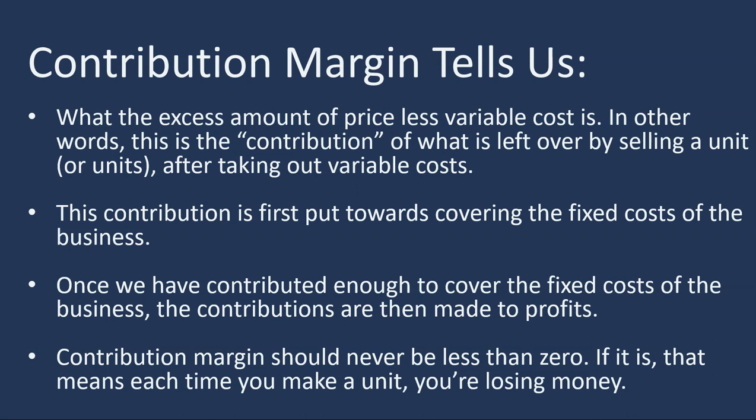Contribution margin should generally never be less than zero. You'd have to have a specific case where you knew that it was going to be less than zero for a particular amount of time. If it was, this would mean that you are selling an item that costs you more to make than you sell it for. So each time you make a unit, you essentially are spending more money to make it than you are going to sell it for, which in the long term would not be beneficial for most businesses.